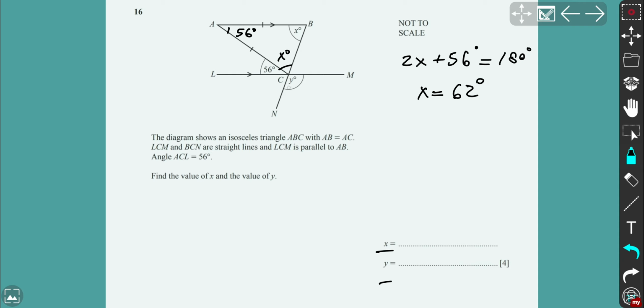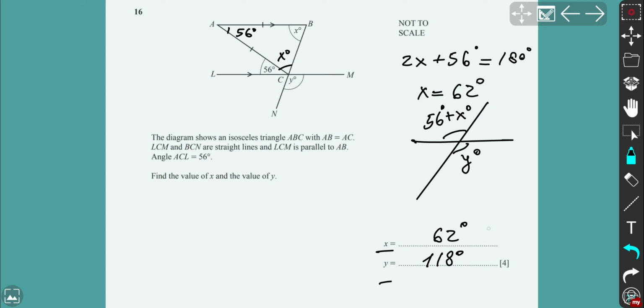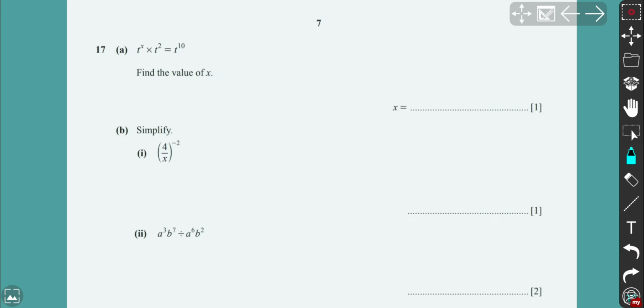Okay, about y. So y, when you have segment BN and you have LM, so like this, so you understand if this angle is y, 56 and x together will also be y. So 56 plus x is going to be y. So y is simply 62 plus 56. It's going to be 118. Okay? Yes. And x is going to be 62 degrees. So that's the answer. Let's move next.